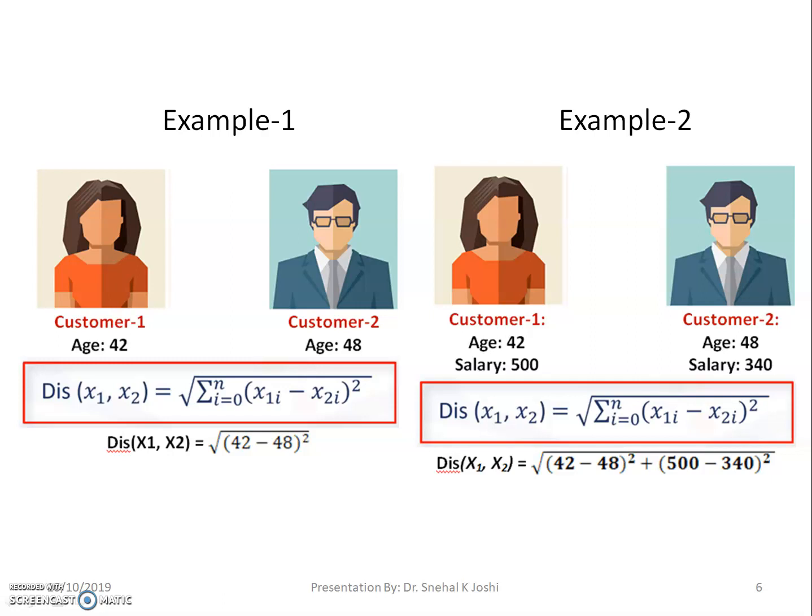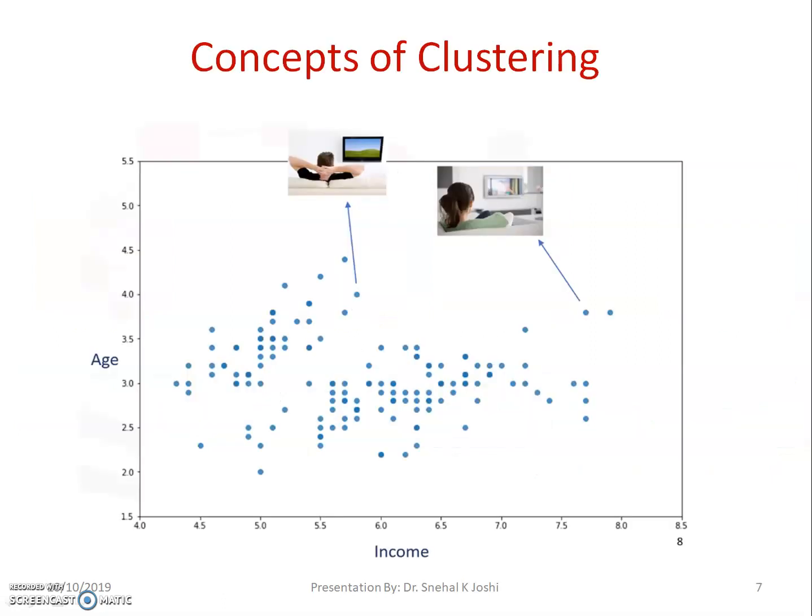Now, look at the first example. Here we have calculated the distance between x1 and x2 using only one feature, that is age. Suppose we have two features with us, namely age and salary. Then, as shown in example number 2, we obtain the dissimilarity distance, which is the square root of the sum of features, as we have two features, namely age and salary, in this particular case. This is how we find the distance between two data points of a data set. Let us understand this concept in detail.